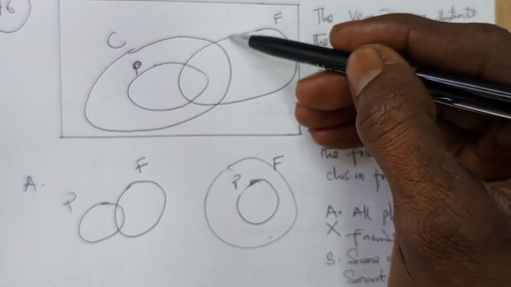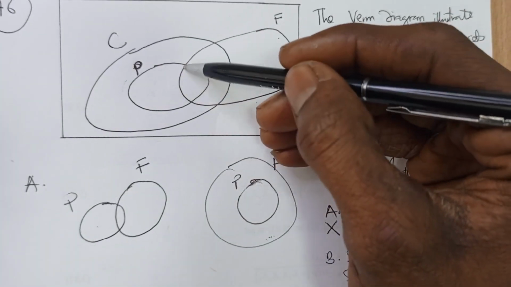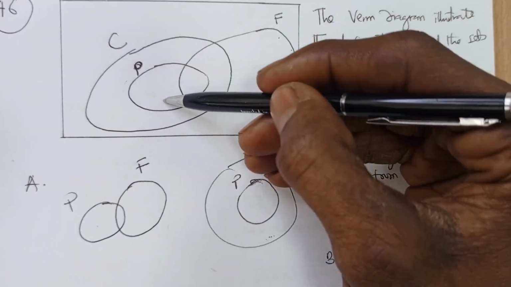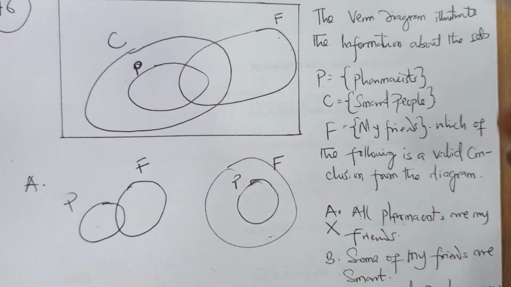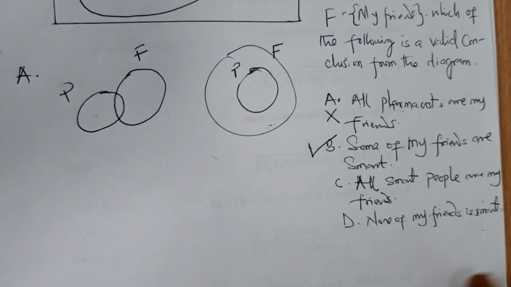Now look at friendship here, and this is smart people. Indeed, there are some people here, and some of the friends here are smart. So some portion of the friends here are contained in the smart people. So of course this exists. Let's see the next one.